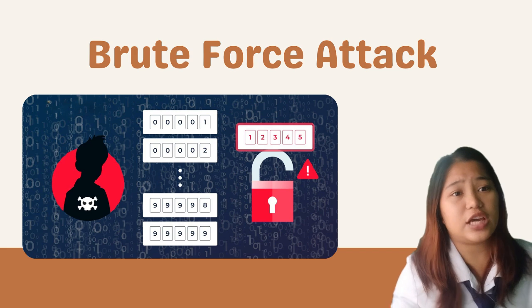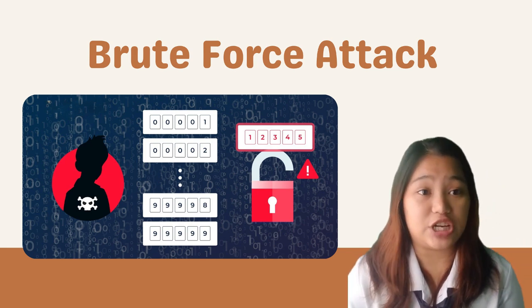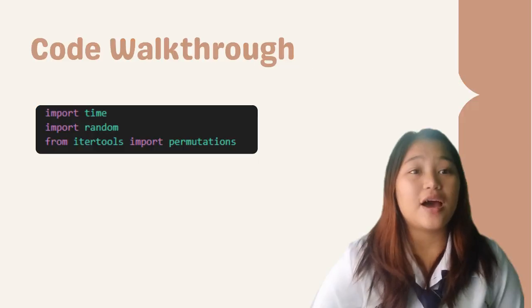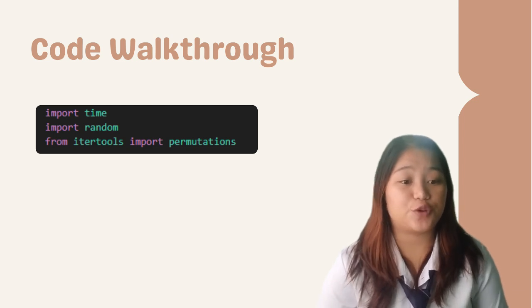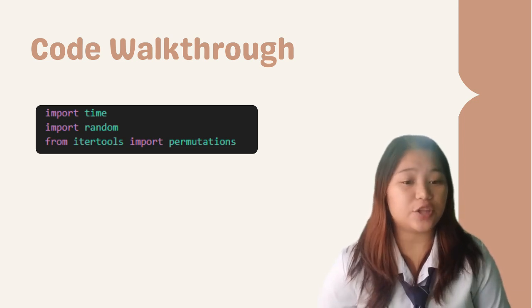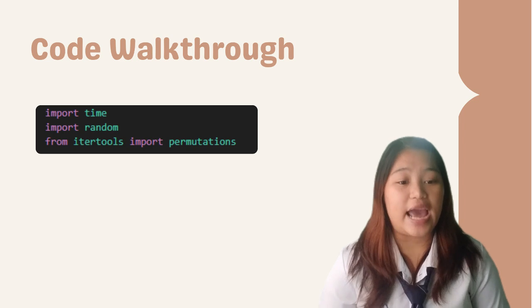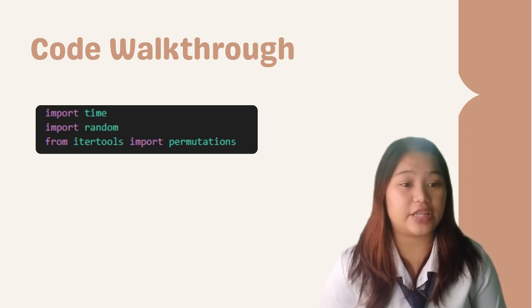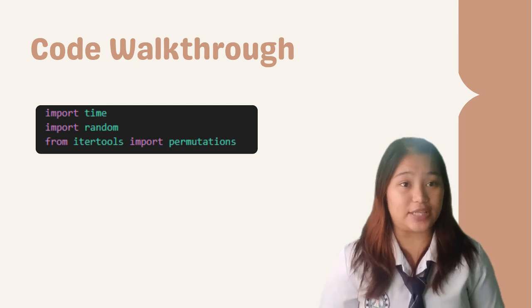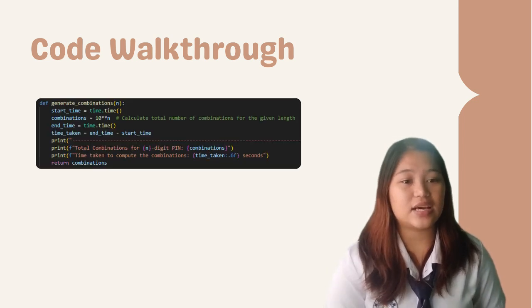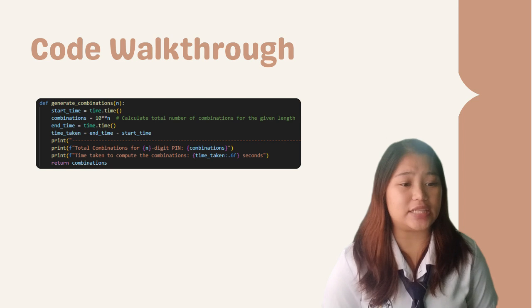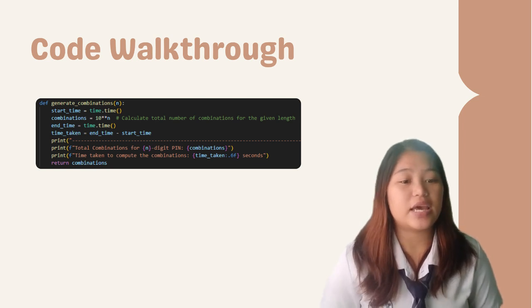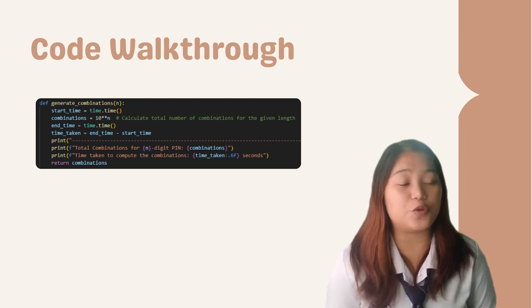Now, let's dive into our Python script that demonstrates this process. First, we import necessary libraries like time, used for measuring execution time, random, used to shuffle the permutations for randomness, and itertools for permutations to generate all possible orderings of a given sequence. Next is generate combinations. This function calculates how many possible pins exist for a given length. It also measures the time taken to compute the combinations.